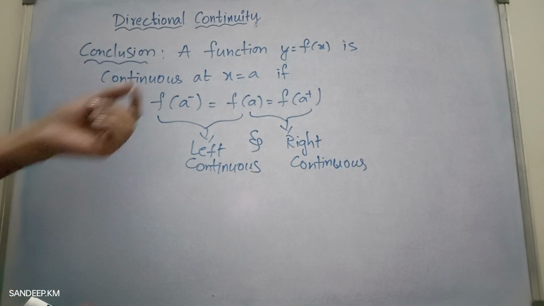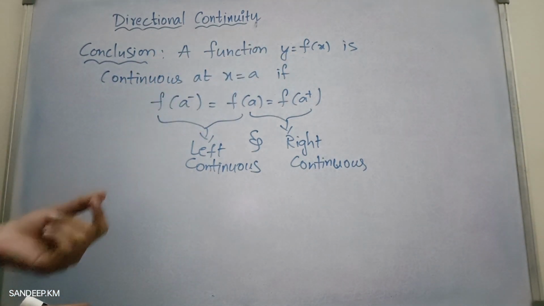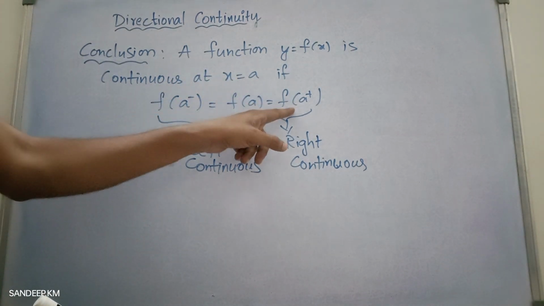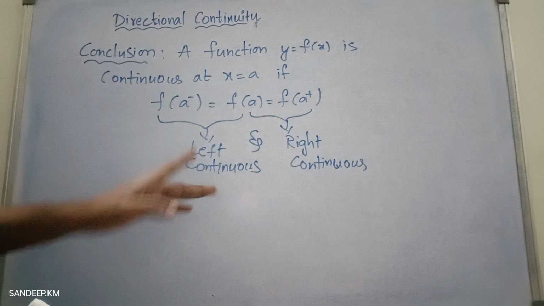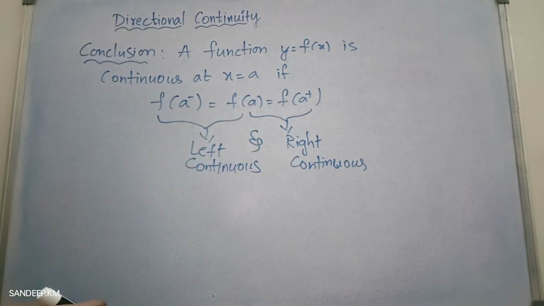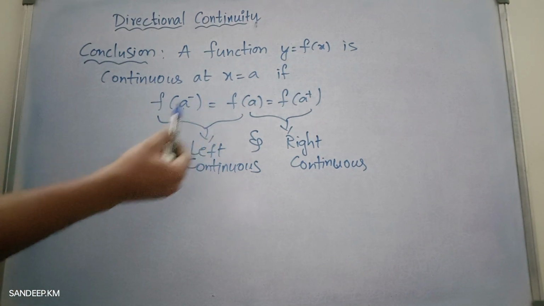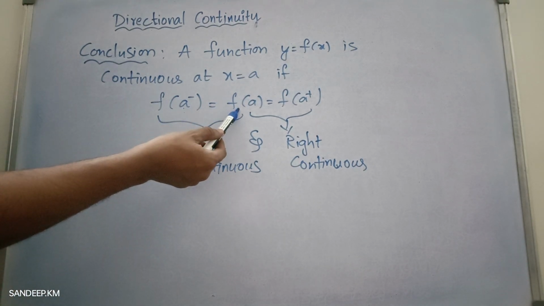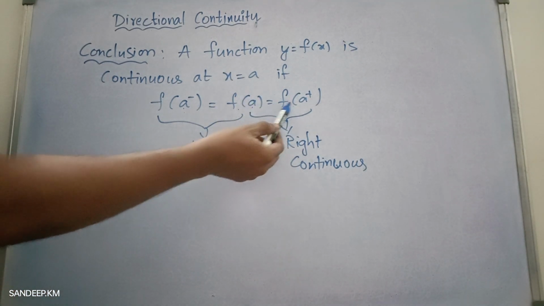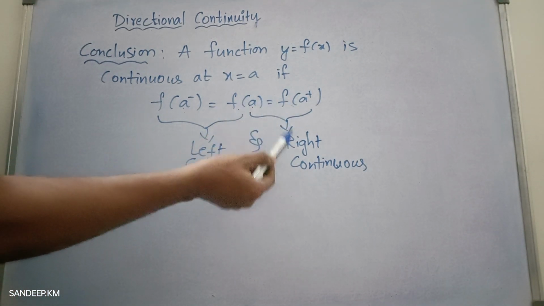Once again, when can I say that a function y is equal to f of x is continuous at x is equal to a? If left hand limit is equal to right hand limit, which is equal to value of the function. If these three are equal, we can say that the function is continuous at x is equal to a. Correct or not? And observe one thing, from these two we can say that LHL is equal to value of the function, so it is left continuous. And from these two we can say that RHL is equal to value of the function, so right continuous.